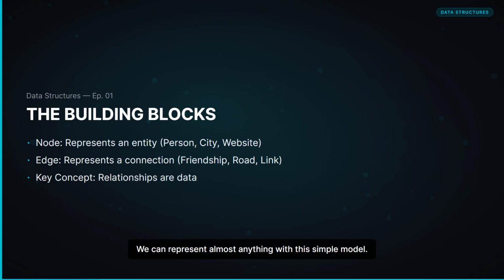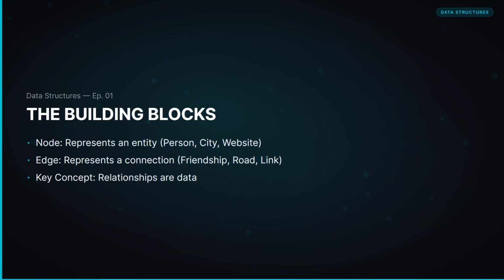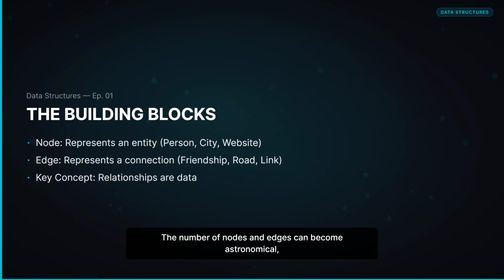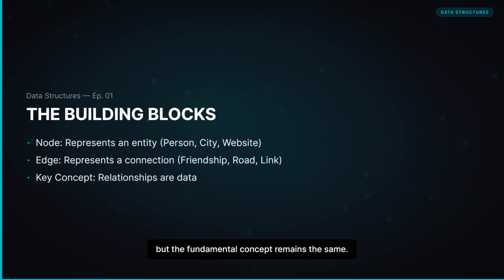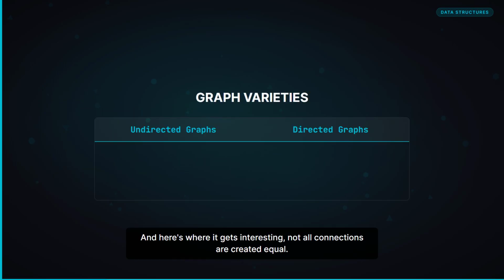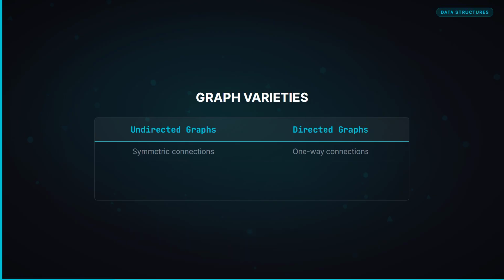We can represent almost anything with this simple model. The number of nodes and edges can become astronomical, but the fundamental concept remains the same. And here's where it gets interesting. Not all connections are created equal. Just like some roads are two-way streets and others are one-way, graphs have different types too.